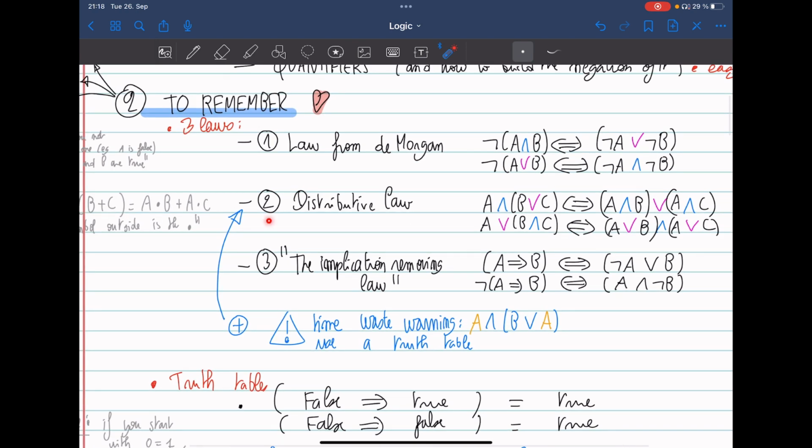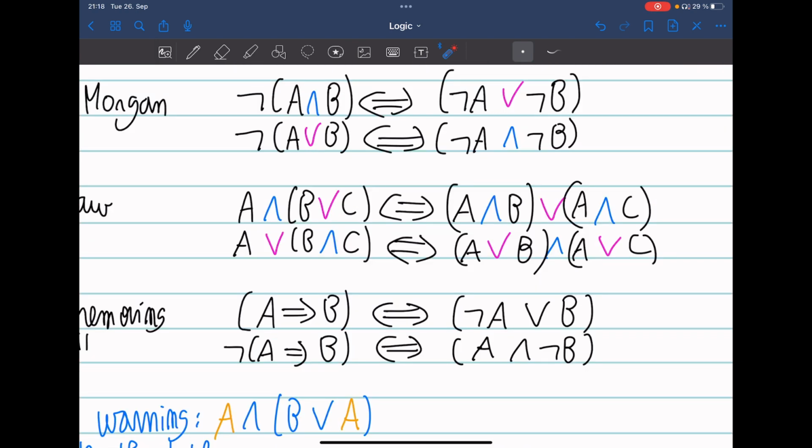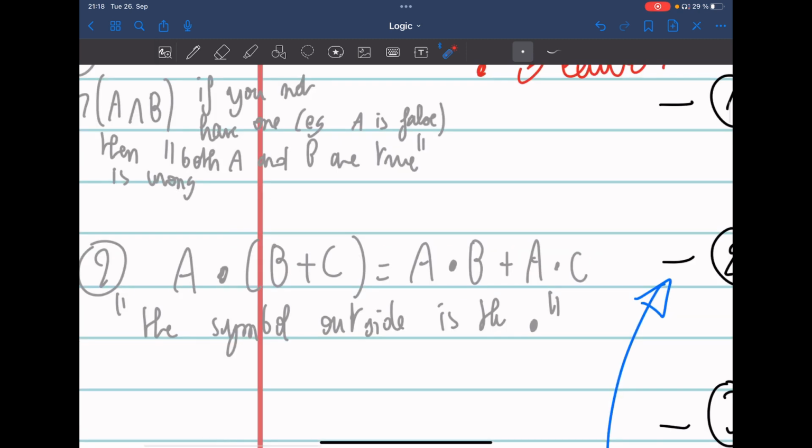Now we have a distributive law. It's a bit like multiplication and plus. So A and (B or C) becomes (A and B) or (A and C). Same idea with the second one. This is what I mean by this is the same as multiplication and plus.